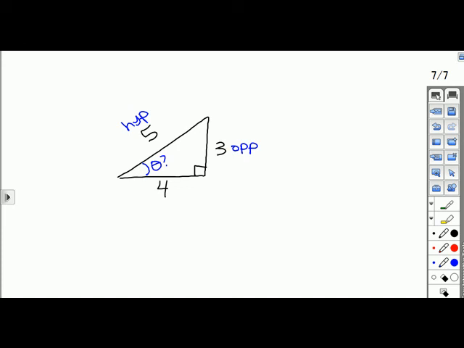And then we're going to write a trig function using those sides. So do you agree we could use sine? Okay, so sine of my angle is opposite over hypotenuse. Now this time I'm not solving for a missing side. I'm trying to solve for theta. I want to know how big this angle is.